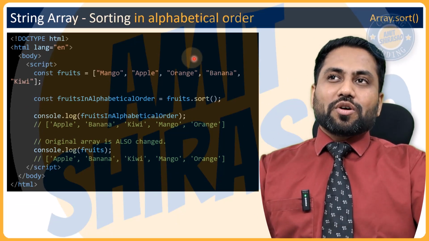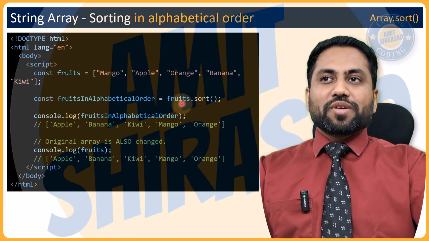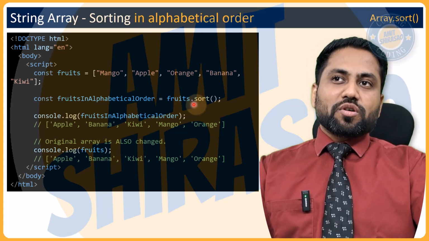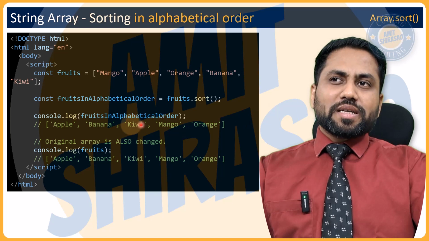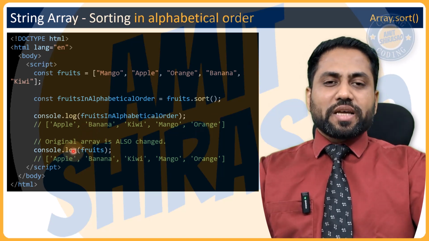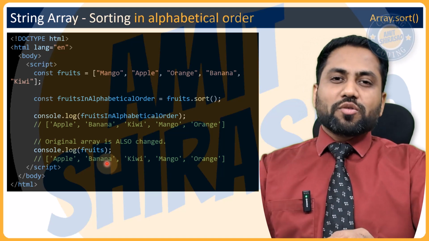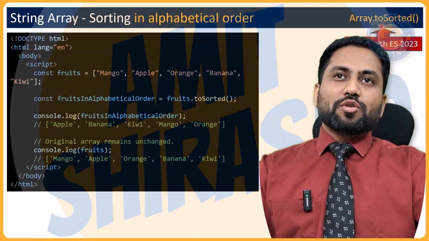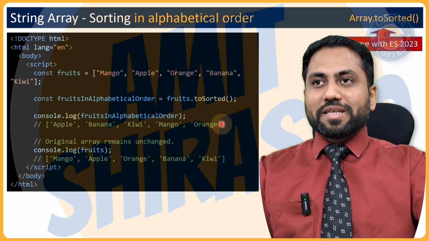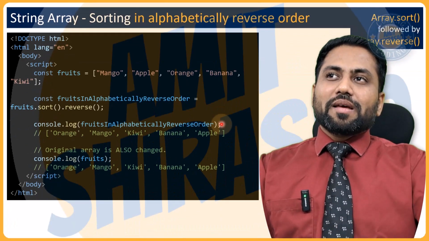Again, how to sort it alphabetically. So when you say fruits.sort, then it gets sorted alphabetically and the original array gets changed. If you don't want to change the original array, then you will use the 2023 method, which is toSorted. Okay, got the idea? This is how it is to be done.